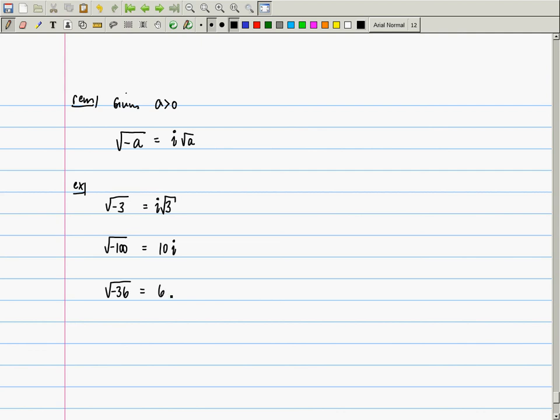6i. The reason this is the case is, for example, what if you take 6i and square it? According to the rules of exponents, because this new thing we're doing with i has to agree with all previous rules, this has to be 6 squared times i squared. And 6 squared is 36, and i squared, we just said, is negative 1, so this is negative 36. So the square root of negative 36 is 6i.